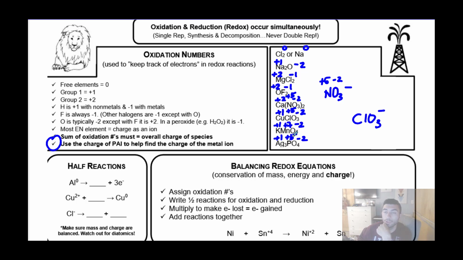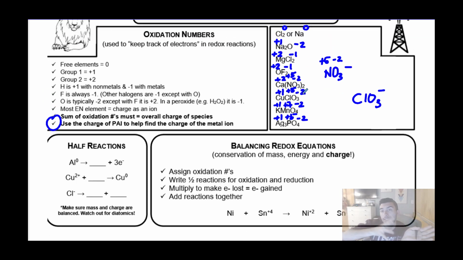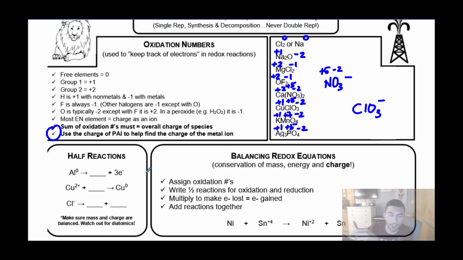So that's how we can use our rules to help assign oxidation numbers in certain species. And ultimately, we are assigning oxidation numbers so that we can look at the oxidation numbers before a reaction and look at the oxidation numbers after and see did any increase or decrease, so we can know which species underwent oxidation and which underwent reduction.